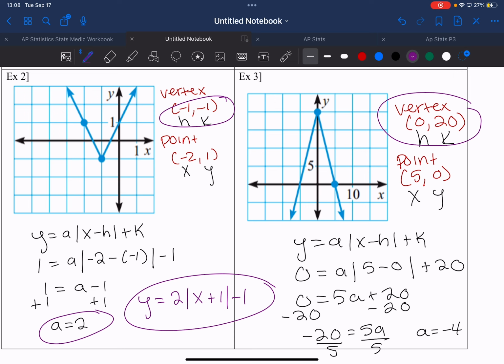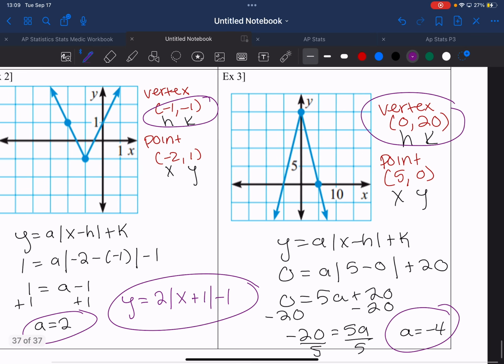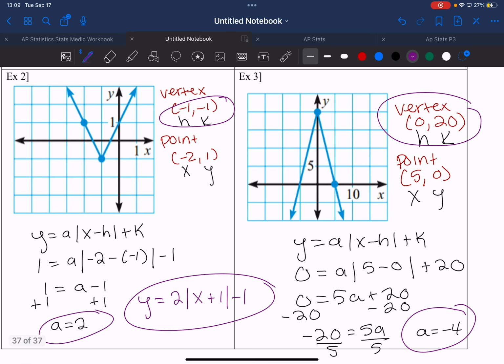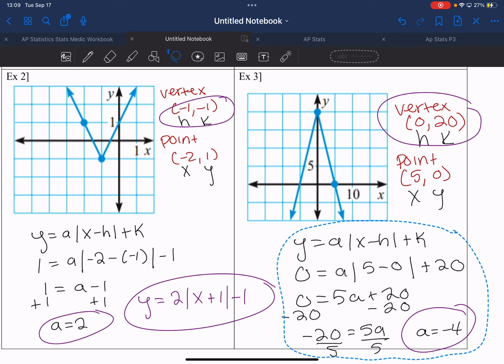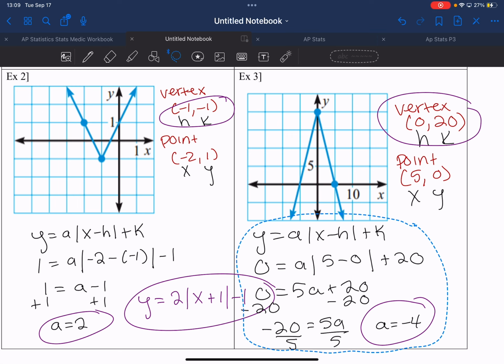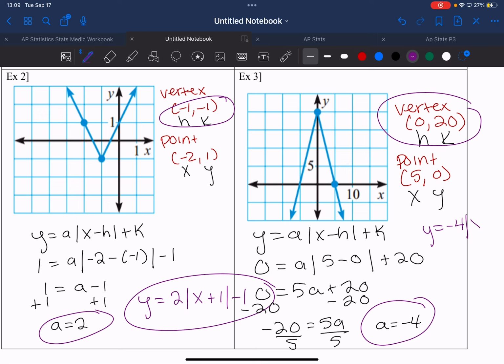So now I'm using my (h, k) and my a value to write my answer. Give me one minute, I need to make some room. So I have y is equal to -4, absolute value of x, plus 20. Notice that I do not have an h value inside of the absolute value because my h was 0, and I don't need to write x plus 0.